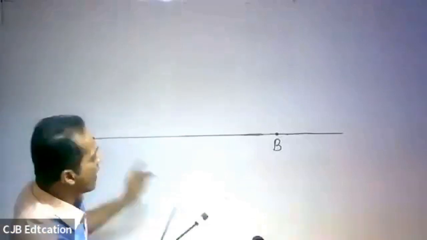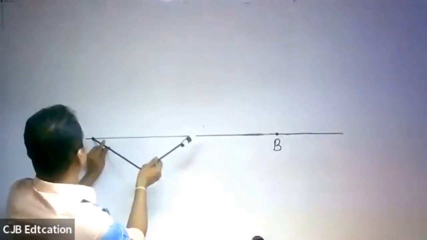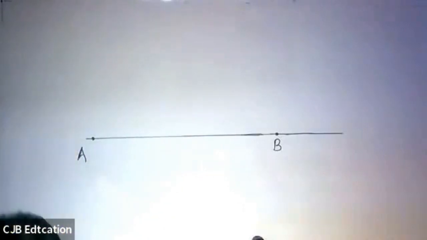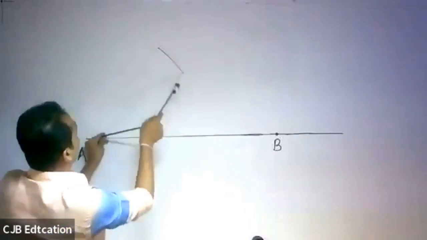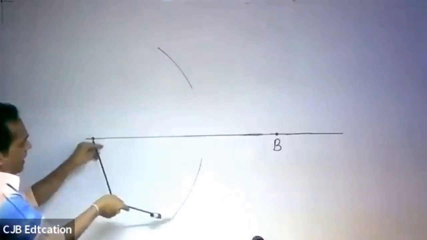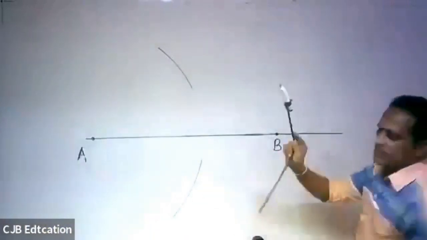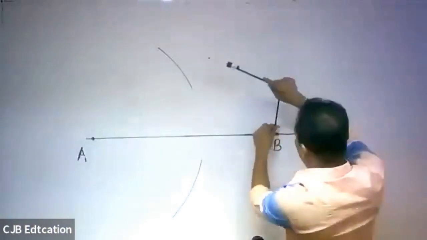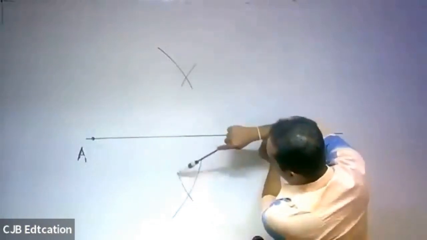We can make the distance to the compass more than half of AB, right? Put the tip on the point A and get an arc this way and again in this way. Then, without changing that distance, put the compass tip on B and get an intersection on this arc and on this arc.